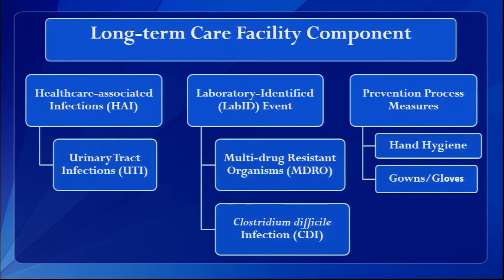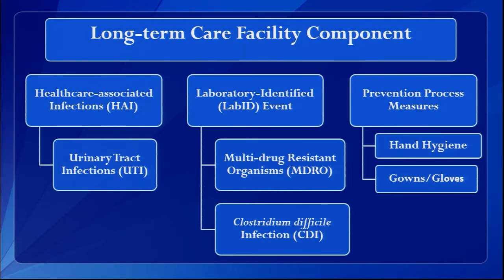There are three modules within the component. We have the Healthcare Associated Infections module, HAI module, and currently users are able to track urinary tract infection events within this module, and that does include catheter as well as non-catheter associated UTIs. Next, you have the Laboratory Identified Event, also referred to as Lab ID event module, and within this module, you're able to identify proxy measures for multi-drug resistant organisms, or MDROs, as well as Clostridium difficile, or you may hear it as CDI.